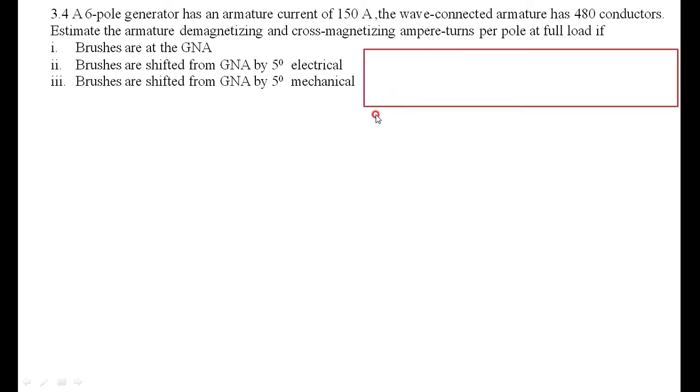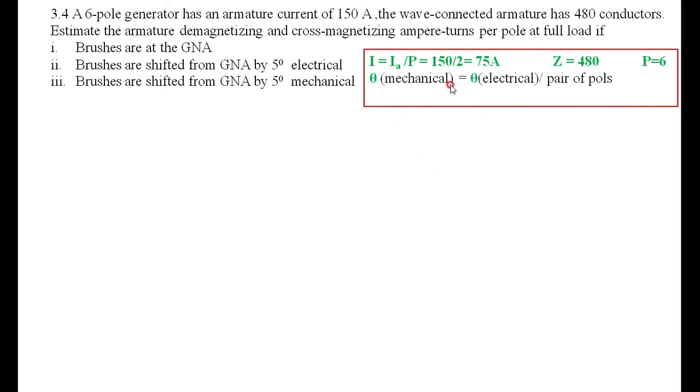A very simple numerical here. Therefore I am listing out the data. The current per conductor is 150 divided by P. Here it is wave connected, so divided by 2. Therefore I am getting 75 amperes. The number of conductors Z is equal to 480, which is given. The number of poles is 6.